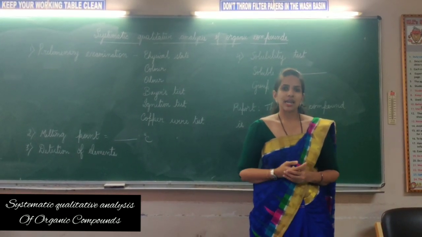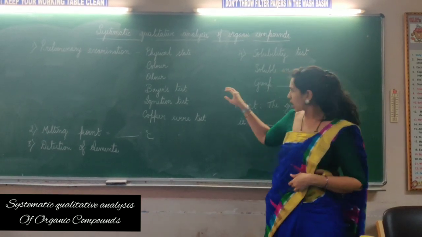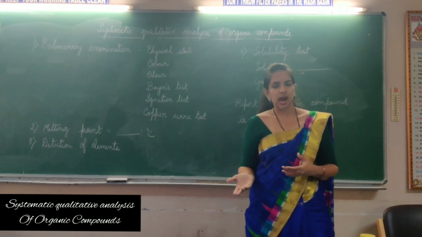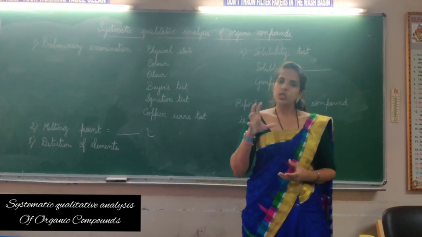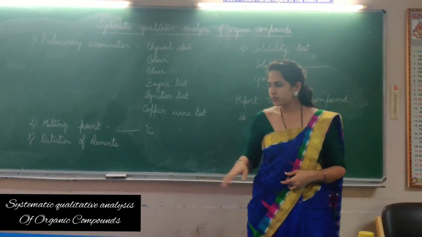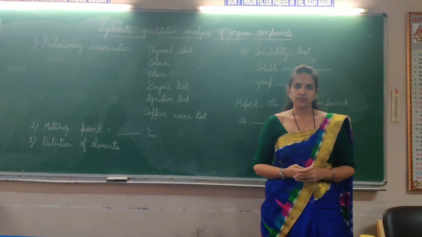So we have to go to the next step, that is detection of functional group. After finding out the solubility group, we can find out whether the compound is an aldehyde or a ketone or an acid or whatever it is. So finally, by making certain tests in the detection of functional groups, we can identify the given organic compound.